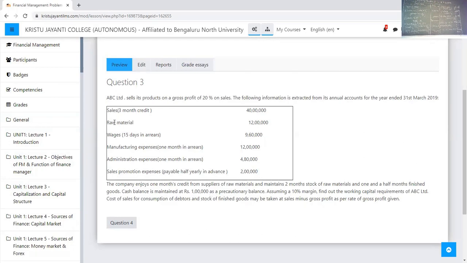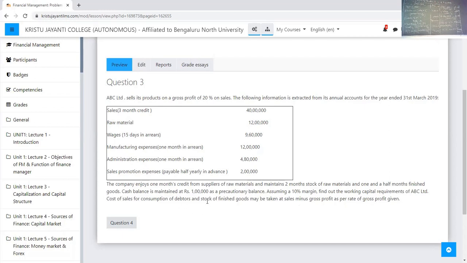So, raw material also becomes an asset where we calculate stock of raw materials, and also we will calculate sundry creditors because the credit suppliers are giving us a credit of 1 month. And then they have told the company maintains 2 months stock of raw materials. So this is where we would compute it as an asset. And also they have told 1.5 months for finished goods. Finished goods are to be maintained for 1.5 months.